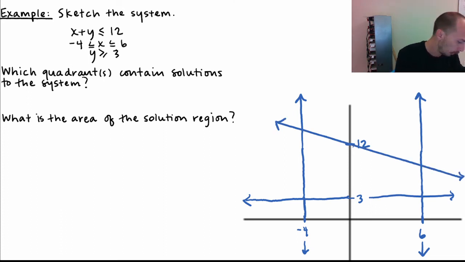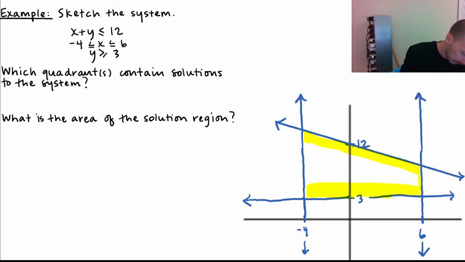All right. So if y is less than or equal to 12 minus x, I'm below that slanted line, above the horizontal line, and between the two vertical lines. So I've got this region here. It's my solution region that I'm trying to find the area of.